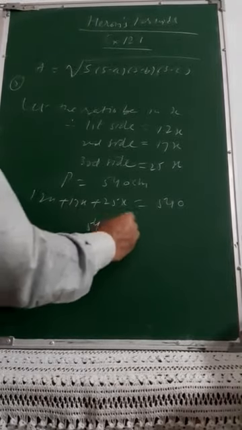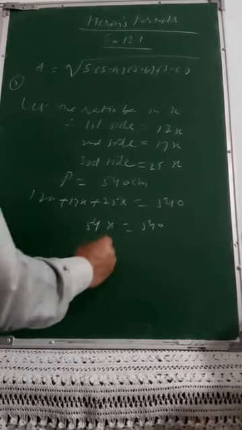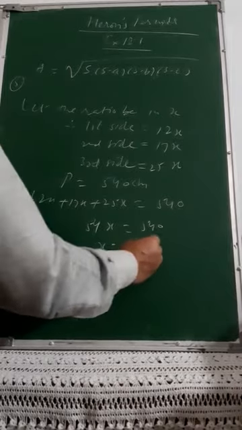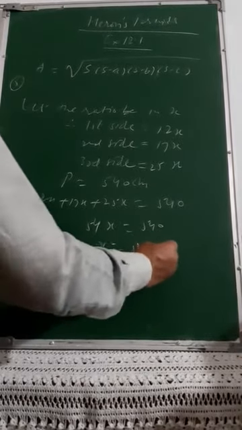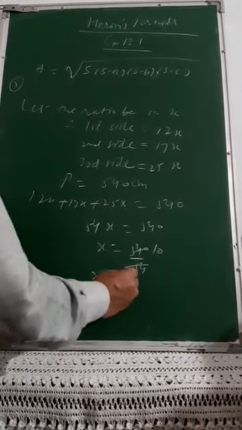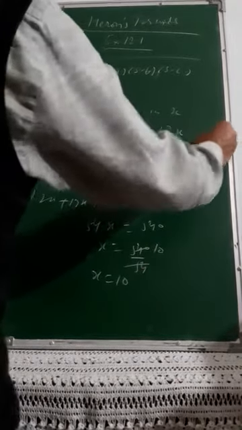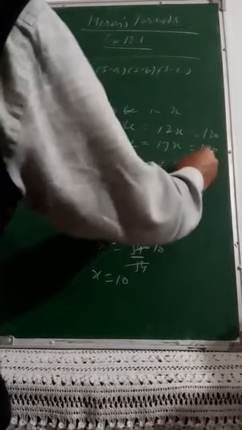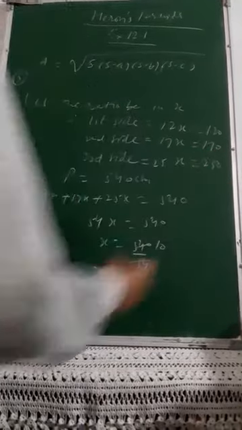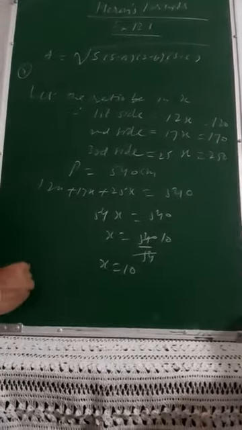This is 54x equal to 540. So x is equal to what? 540 upon 54, that is equal to 10. So your x will be equal to 10 centimeters. This will give you the first side equal to 120, second 170, and third 250. So then area will be equal to what?